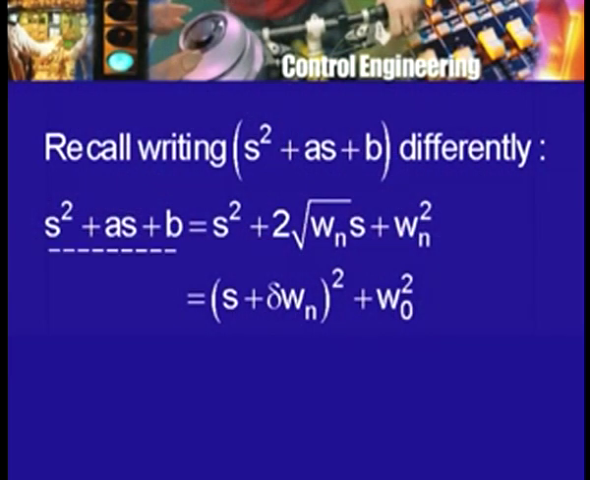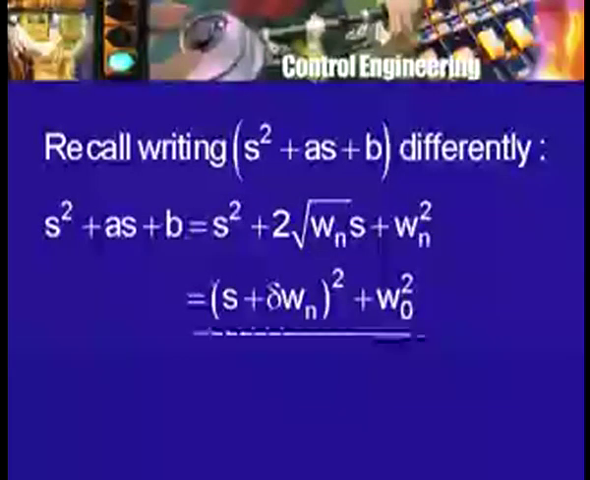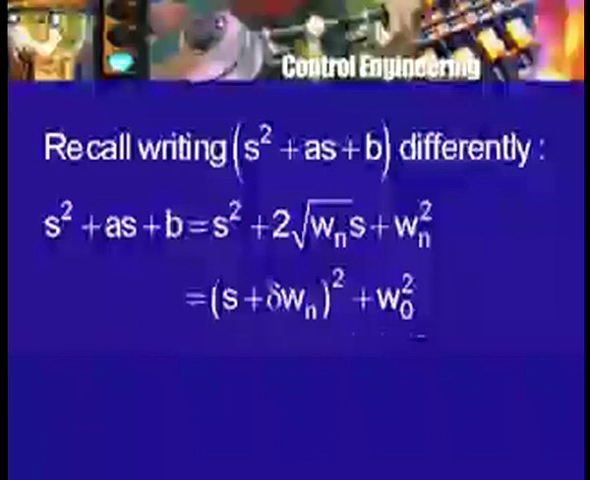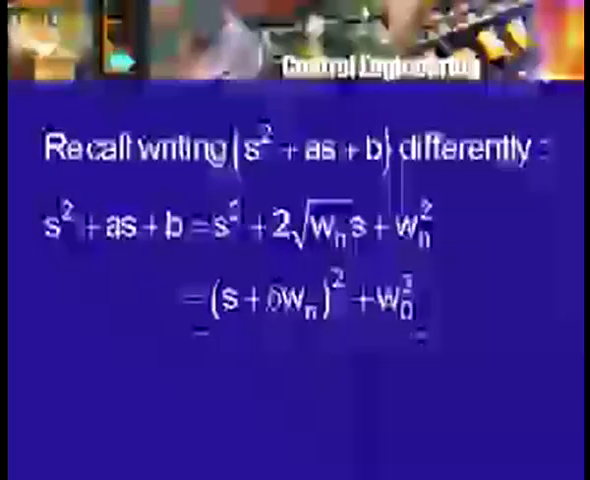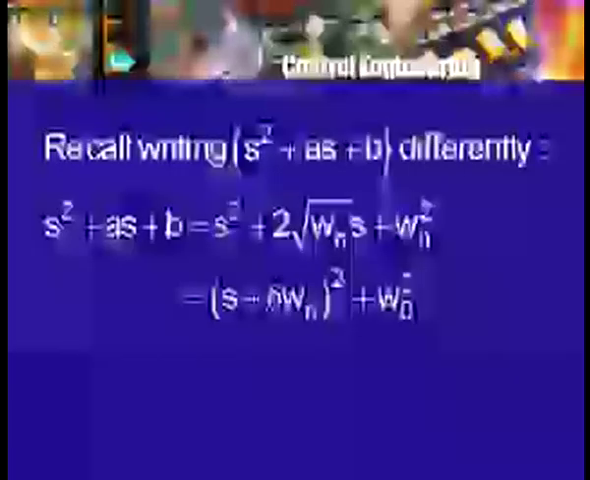So, the quadratic factor s squared plus a s plus b is written as s squared plus 2 delta omega n s plus omega n square, and this is rewritten as (s plus delta omega n) whole square plus omega 0 whole square. The quadratic factor can be rewritten in this way, and then we see that minus delta omega n is the real part and omega 0 is the imaginary part of the complex pole or zero pair.